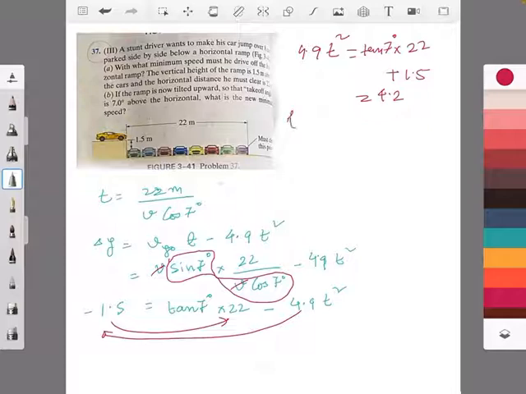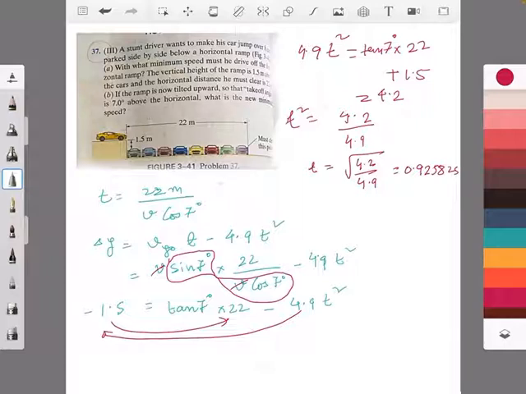Then t squared is 4.2 divided by 4.9. Then t is the square root of 4.2 by 4.9, which is 0.92582 seconds. So this is my time.